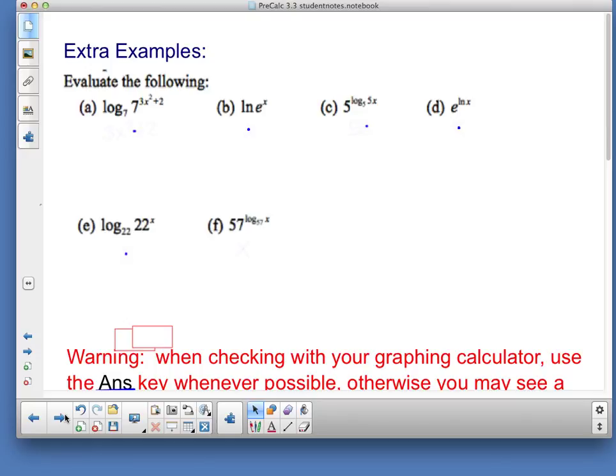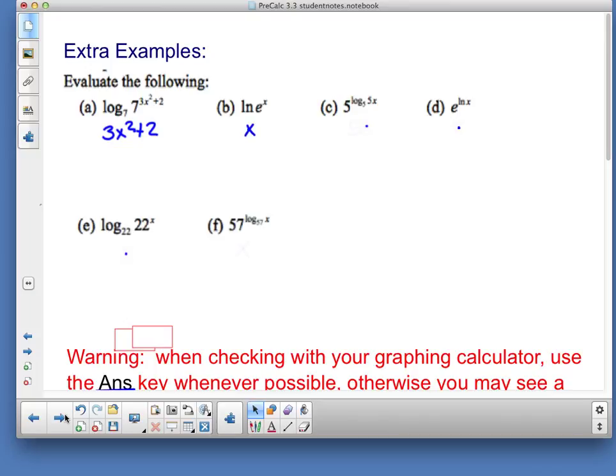Okay, I'm using the same properties. I have not changed anything. I've got log base 7, and it's asking what the exponent is. Well, the exponent's already there. It's just sitting there, but you have to be familiar with the properties just to say, hey, that's what it is. It's 3x squared plus 2. Base e of a natural log, well, it's just x.